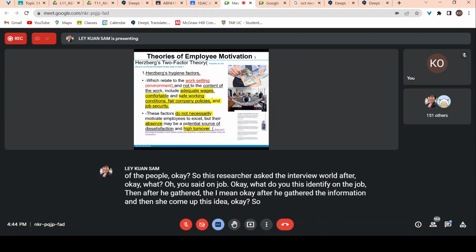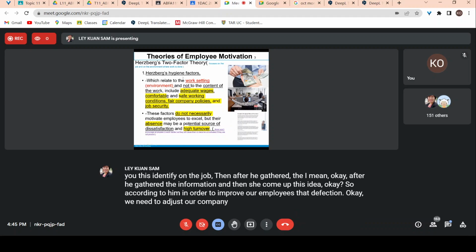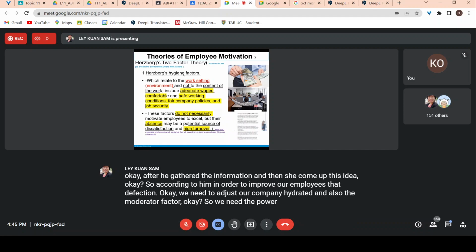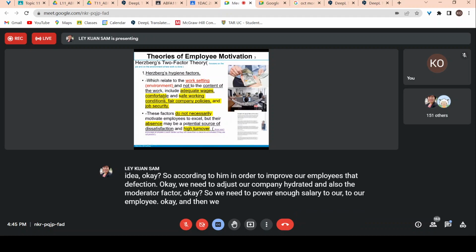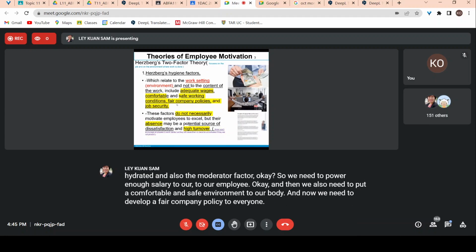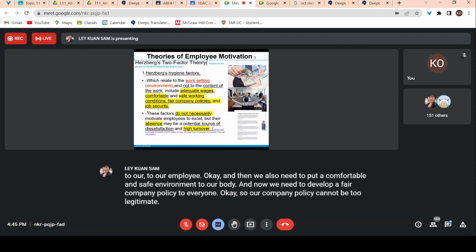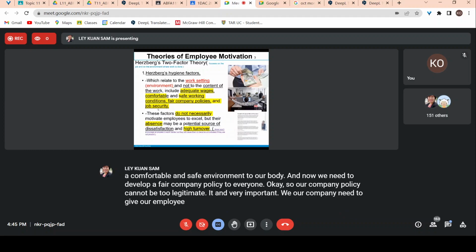Okay, so according to him, in order to improve our employee satisfaction, we need to adjust our company's hygiene factors and also the motivator factors. Okay, so we need to provide enough salary to our employee. Okay, and then we also need to bring a comfortable and safe environment to our employee, and we need to develop a fair company policy for everyone. Okay, so our company policy cannot be too rigid. Okay, and very important, our company needs to give our employee a sense of job security.